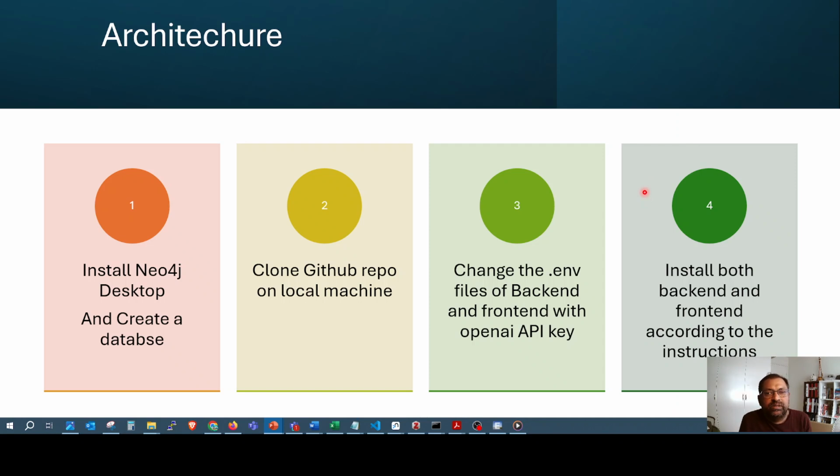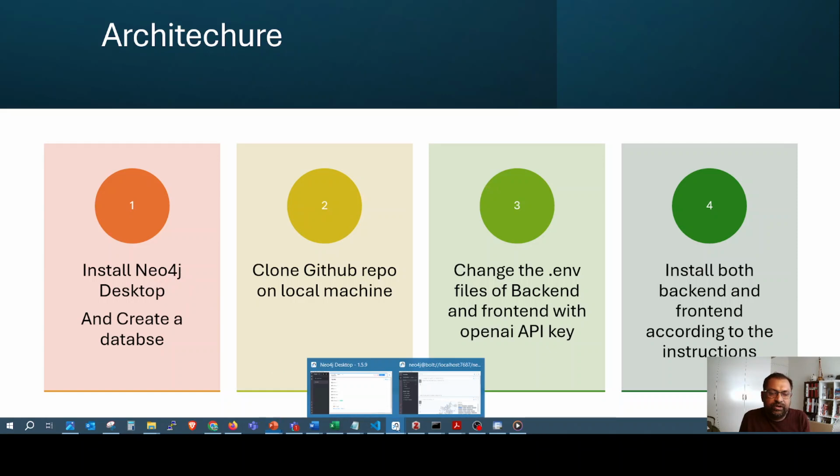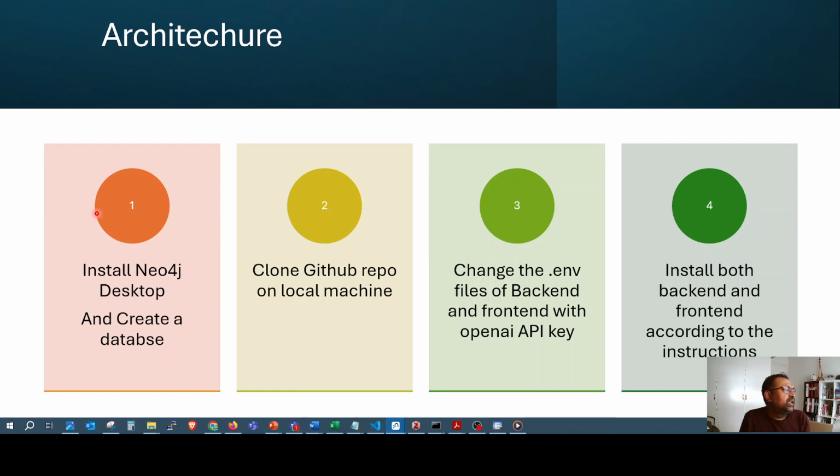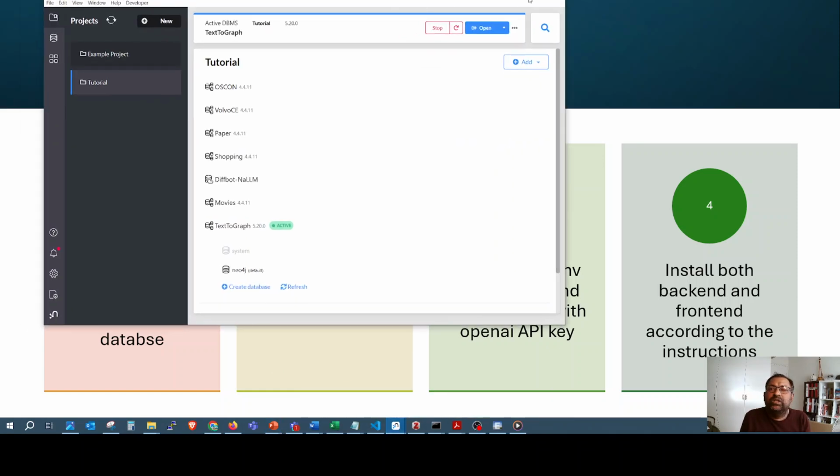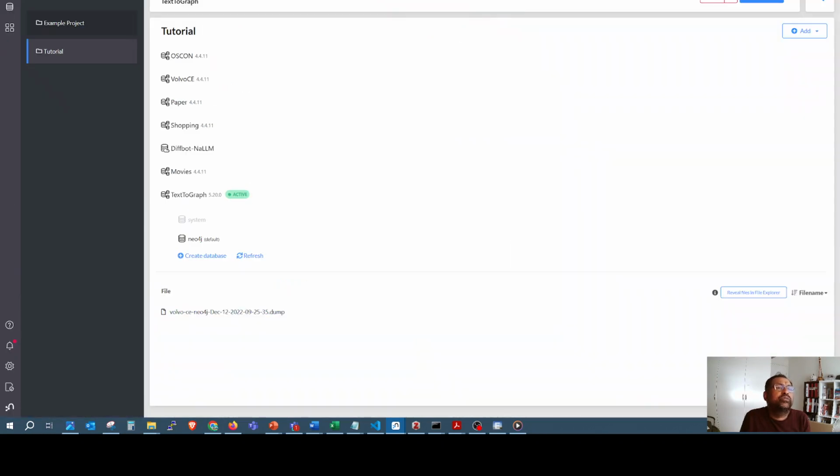And then, how does the architecture work, and how do we install it? First we install Neo4j, which I have already done on my local machine. This is Neo4j Desktop 1.59. I created a database, and if you see, the database is 5.2, the latest version of the database.